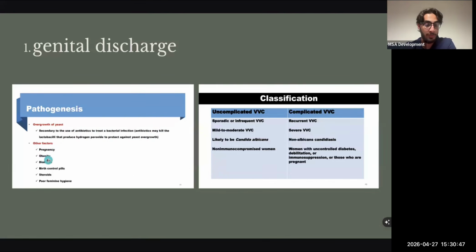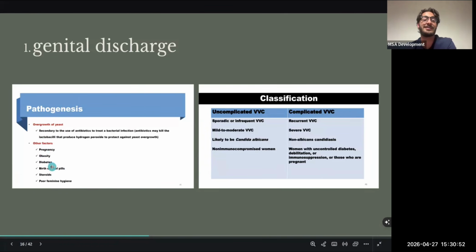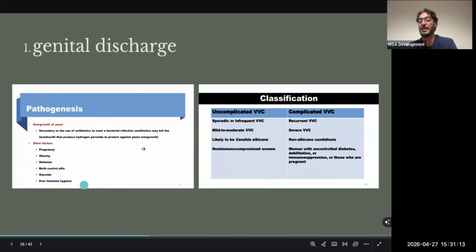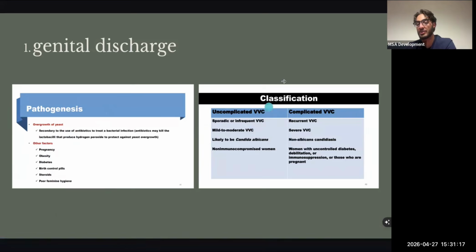Other factors are anything that can cause that. So pregnancy, obesity, diabetes, extremely important to remember diabetes. Okay, diabetes is a major risk factor for vaginal candidiasis. So are birth control pills. Okay, so oral contraceptives and diabetes, and you have a patient who has taken back antibiotics in the past, you're going to think, and now she's presenting with sort of itchy vaginal discharge, it's going to be candidiasis. Steroids and poor feminine hygiene. All right, and you can split them. VVC, by the way, is vulvovaginal candidiasis.